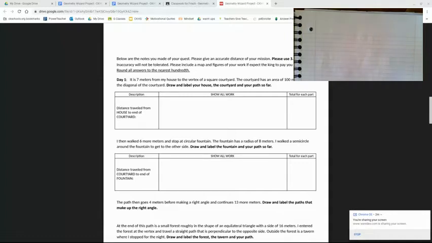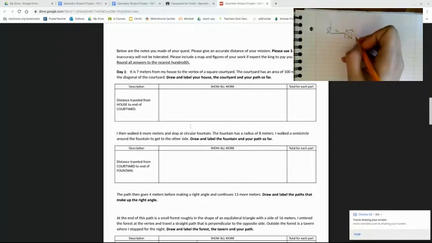So on day 1, it is 7 meters from my house, here we are, my house, to the vertex of a square. So here's 7 meters, here's my little square. Like I said, this is going to be horrible, and that is fine. Make yours prettier than mine. The square has an area of 100 meters, and I am traveling the diagonal. So I'm going to do my path in green so you guys can see where I'm going. Draw and label your house, the courtyard, and your path so far.